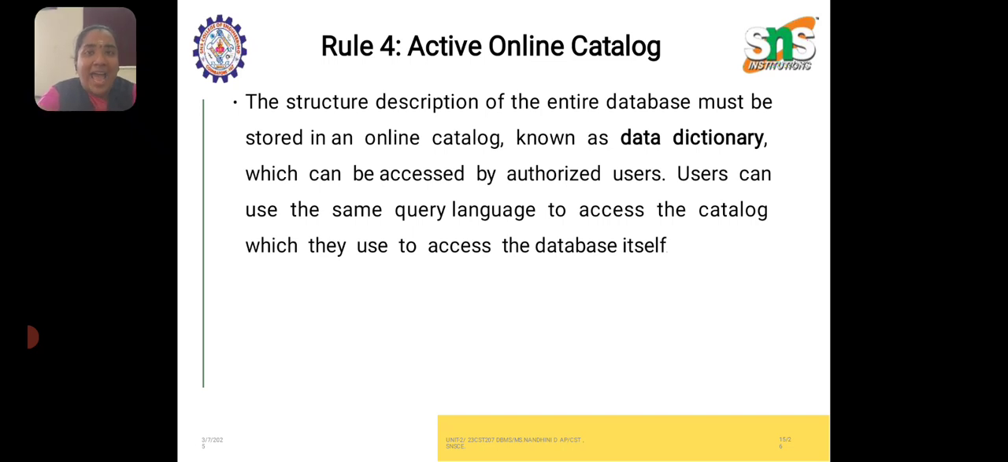Rule 4 is an active online catalog. The structure describing the entire database must be stored in an online catalog known as a data dictionary, which can be accessed by authorized users. Users can use the same query language to access the catalog which they use to access the database items.